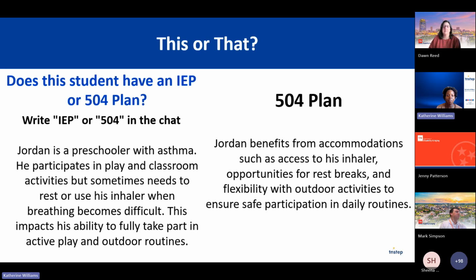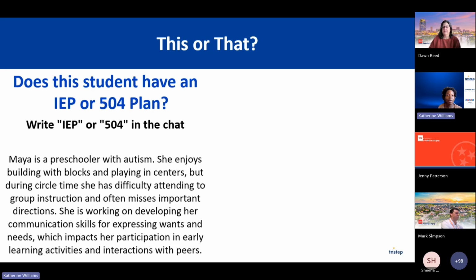And we have one more scenario. So Maya is a preschooler with autism. She enjoys building with blocks and playing in centers, but during circle time, she has difficulty attending to group instruction and often misses important directions. She is working on developing her communication skills for expressing wants and needs, which impacts her participation in early learning activities and interactions with peers. So do we think Maya has an IEP or a 504 plan? So type that in the chat.